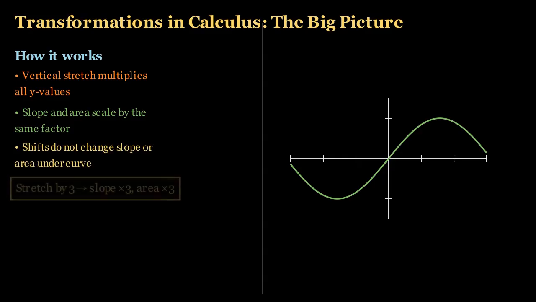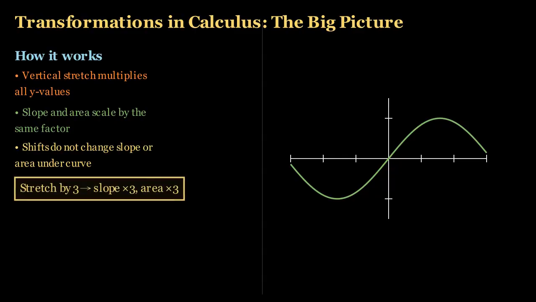A vertical shift, like adding 5, simply lifts the whole graph. The slope, which is a difference in y values, stays exactly the same because the added 5 cancels out. The area under an infinitely long curve changes, but for a finite section, the added area is just a simple rectangle we can add on.